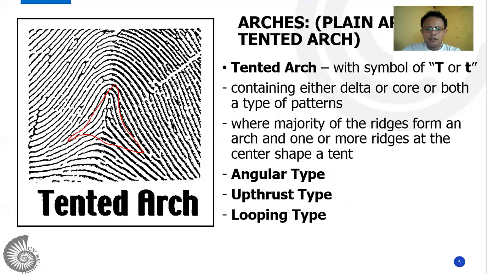Angular tented arch creates an angle. There is an angle on one of the sides, particularly the upper side, an upthrust, one or two ridges rising at the center, or the looping type. This looping type of tented arch is quite a unique pattern because it is a loop formation. However, it lacks two or more requisites to become a loop. That's why it is classified as tented arch.